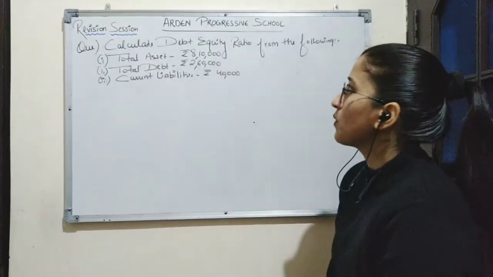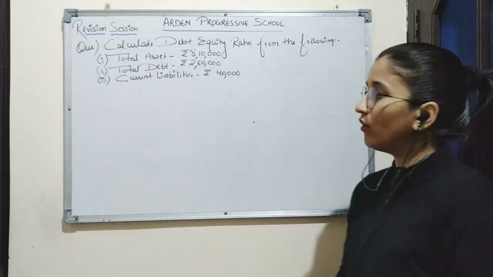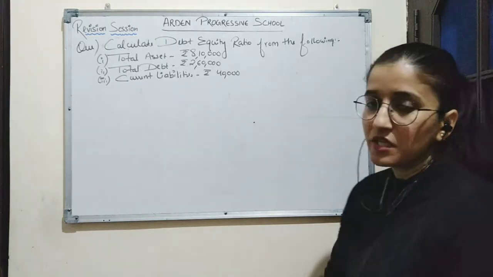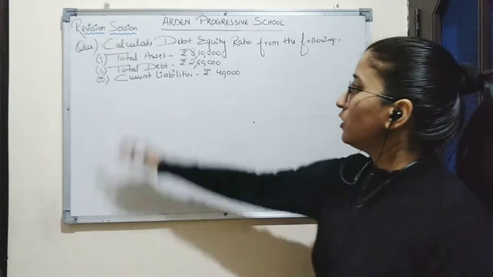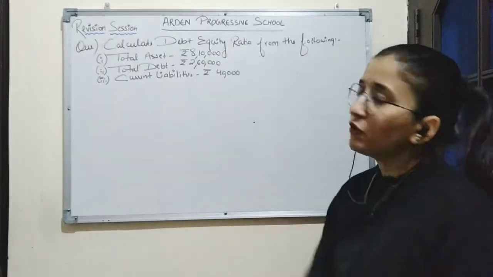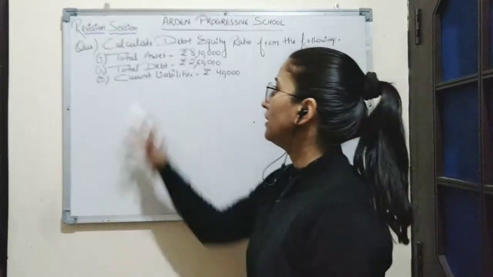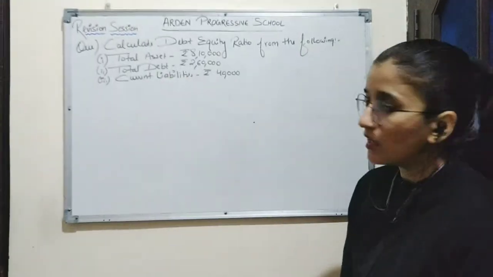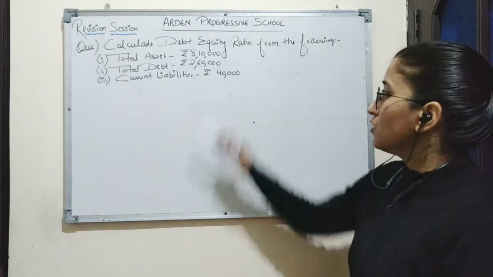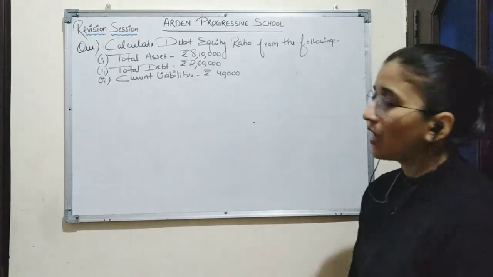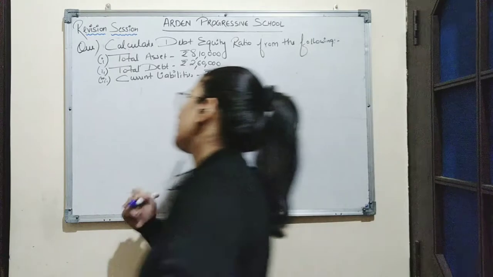Now here is another question based on calculation of debt equity ratio. Question is, calculate debt equity ratio from the following. Total asset has been given amounted to rupees 8,10,000, then total debt rupees 2,60,000 and current liability rupees 40,000. So from this information we have to calculate debt equity ratio.